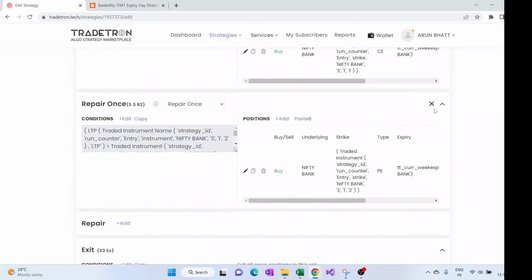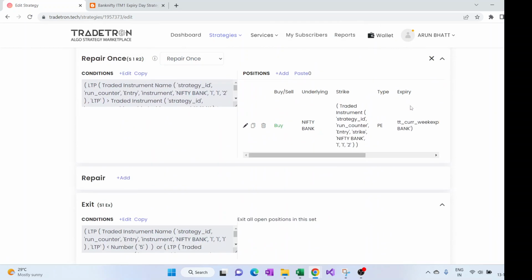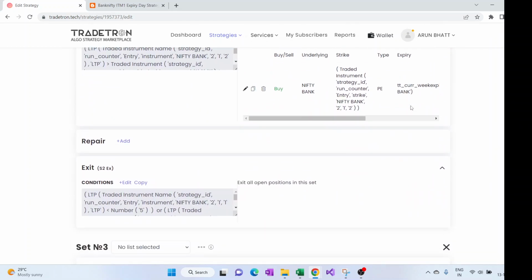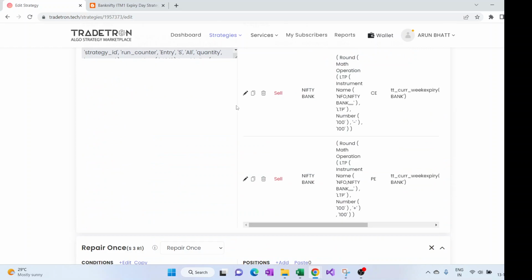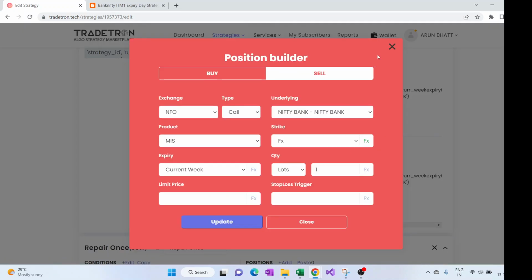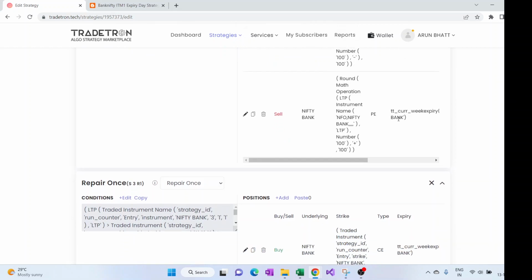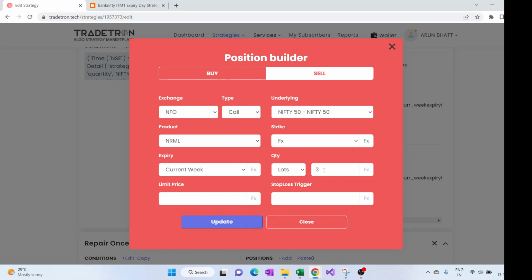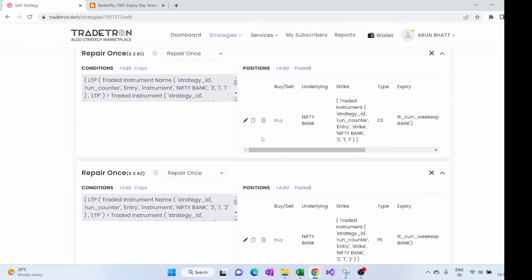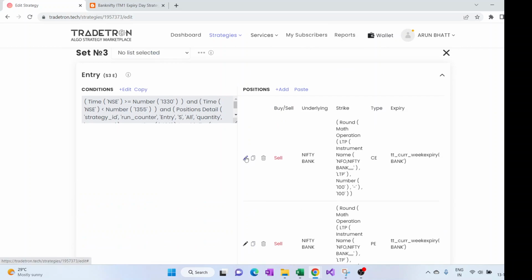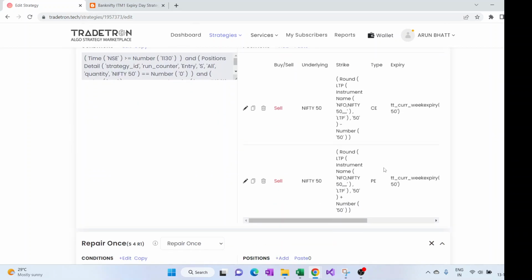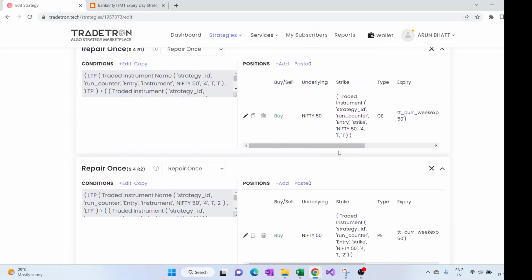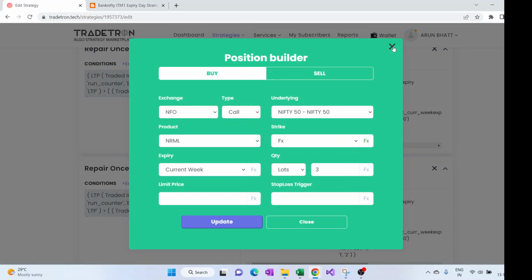Now here you can see for Nifty what I have done. One thing I didn't show is that I'm running it with a multiplier of 1 at my overall strategy level, but I want to take trade in 3 Nifty lots. So when I'm building the position for Nifty, I'm trading 3 lots directly from here. You can see in the position builder I'm trading 3 lots, and the Banknifty one is 1 lot, as shown. This is because the multiplier is 1 whenever I am running it in TradeTron.